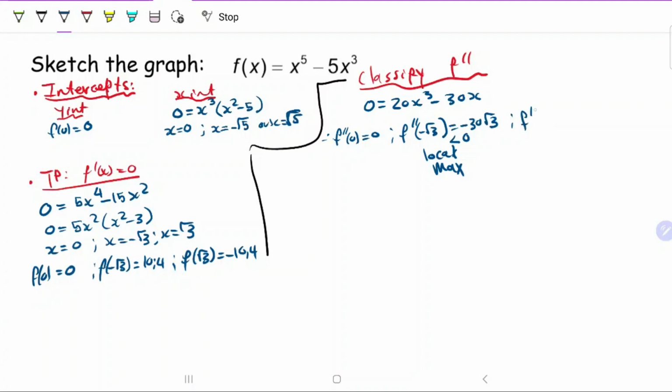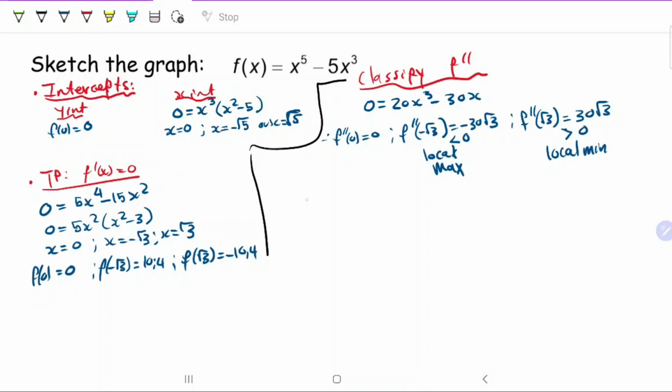Then if we want to find the second derivative when x is root 3, that gives us 30 root 3. Plug it into your calculator and you will see that this is positive. Therefore, that gives us a local minimum. So that's quite important for us to know.